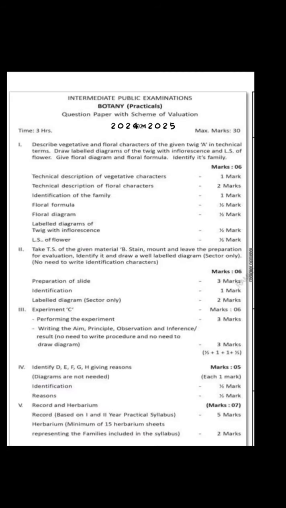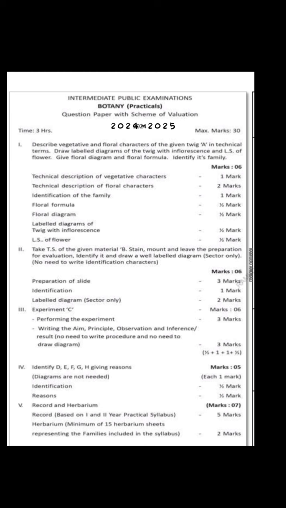So, the intermediate botany practical question paper consists of 5 sections. Total marks 30, 3 hours time. So the question paper consists of 5 sections.